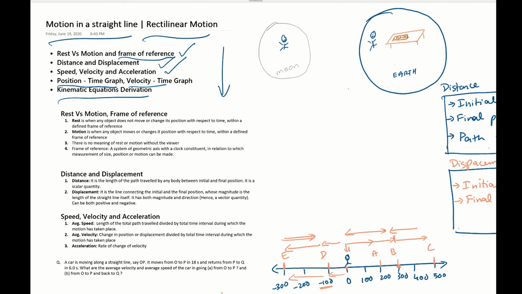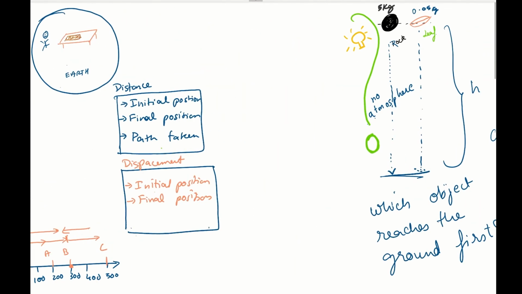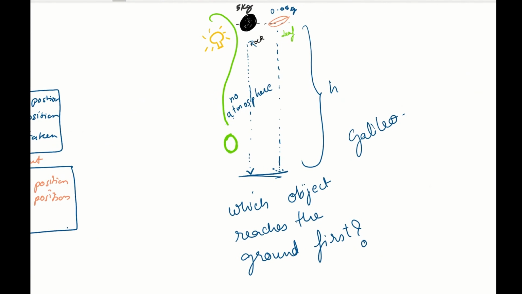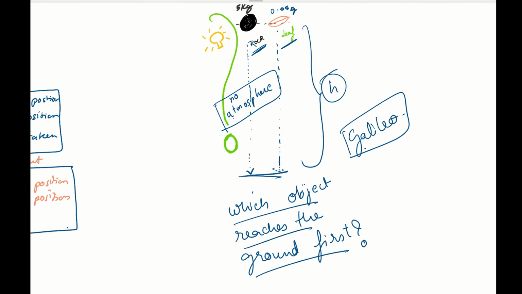So let us start with a quick question that I have for you guys. This question was raised by Galileo. Let us say I have two objects. One of them is a rock, which is extremely heavy at 5 kgs, and the other one is a leaf. I have both of them in a completely isolated system, meaning there is no atmosphere. I release them both at the same time from a particular height of h. And the question for you is, which object reaches the ground first?